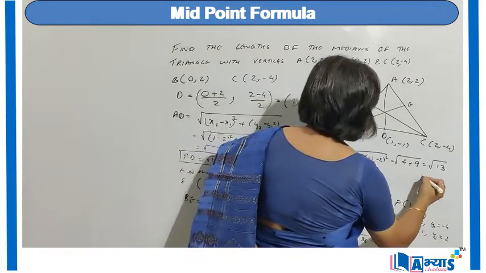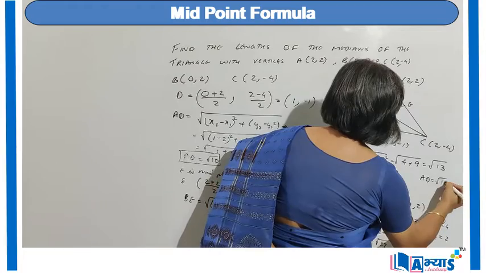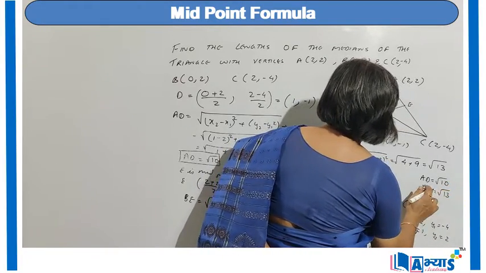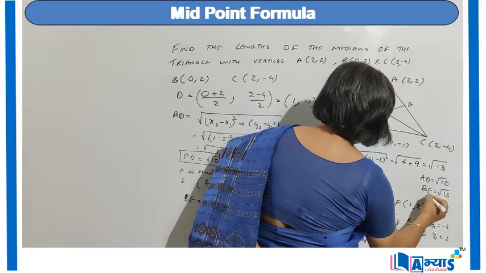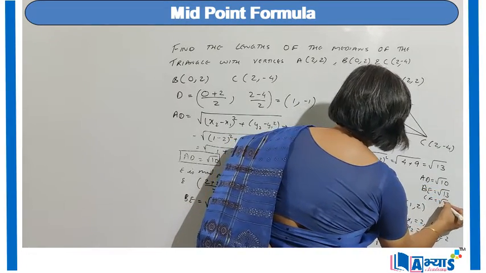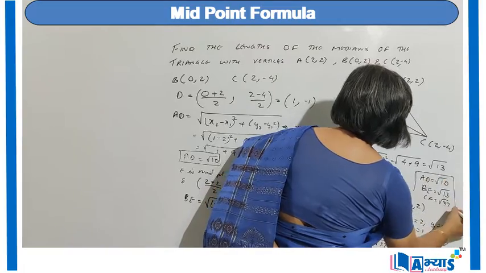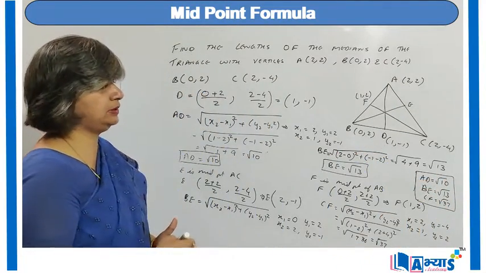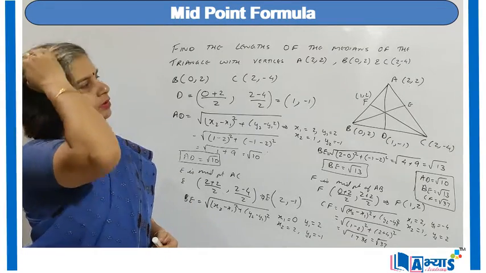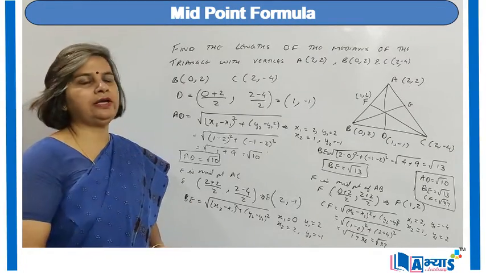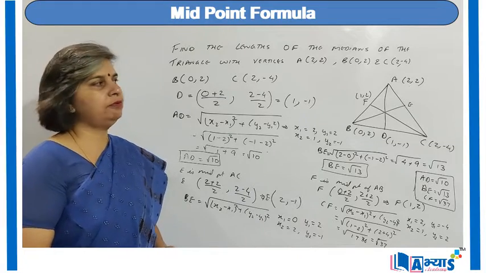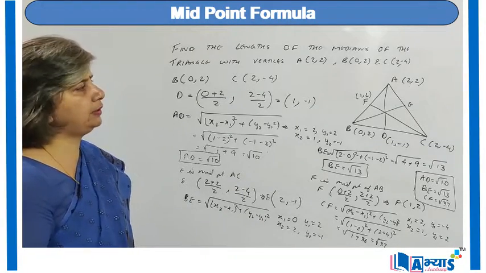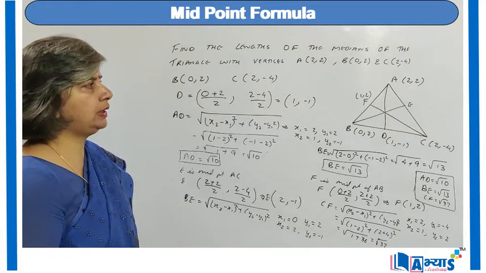So we can say that AD is equal to root 10, BE is equal to root 13 and CF is equal to root 37. So these are the lengths of the three medians AD, BE and CF. So this is how we can use the midpoint formula to find the midpoints of D, E and F. Then using these midpoints, we will use the distance formula to find the length of AD, BE and CF.